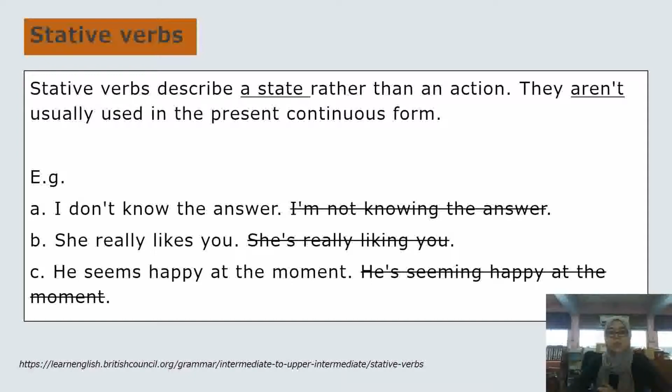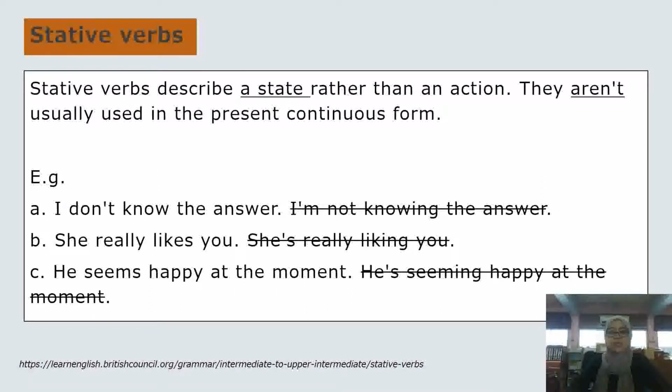Number 3: he seems happy at the moment. The stative verb here is seems. He seems happy at the moment means this is a statement, and we do not say he is seeming happy at the moment. If you add ing, it is not a stative verb. Just remember, for stative verbs there is no ing or continuous form.